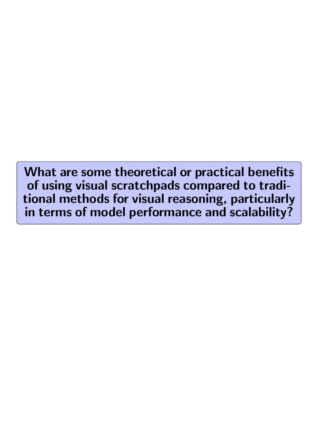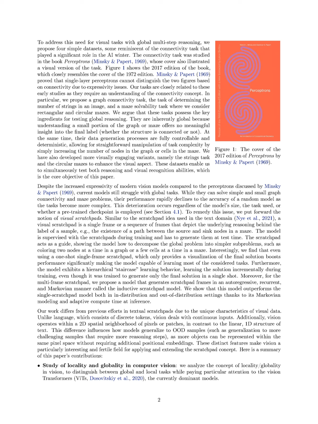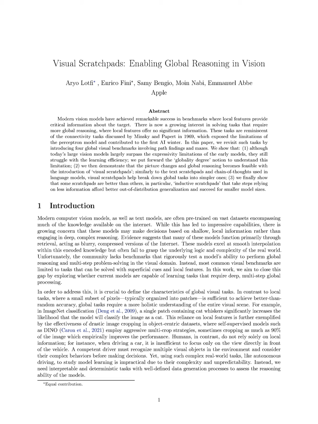What are some theoretical or practical benefits of using visual Scratchpads compared to traditional methods for visual reasoning, particularly in terms of model performance and scalability? The use of visual Scratchpads offers significant theoretical and practical benefits over traditional methods for visual reasoning. Firstly, visual Scratchpads enable models to break down complex global tasks into simpler subproblems, which enhances their learning capabilities. For instance, the single-frame Scratchpad model can learn tasks that were previously unlearnable, regardless of model size or pre-training.